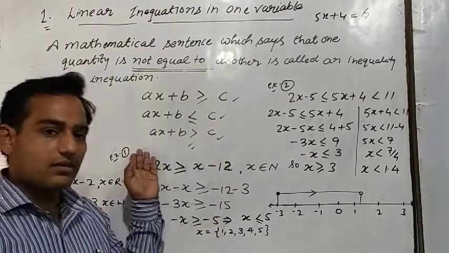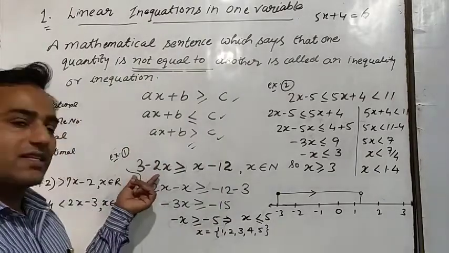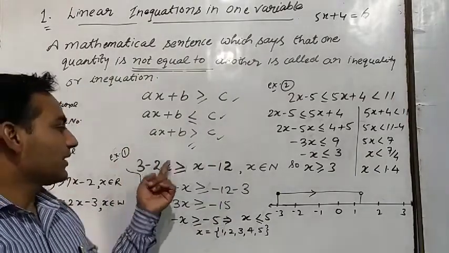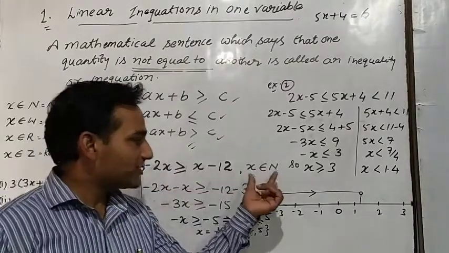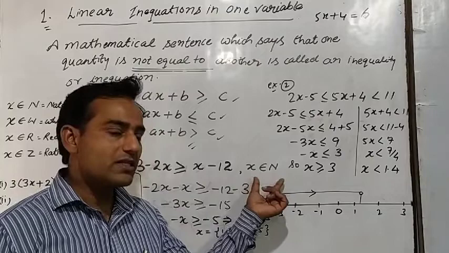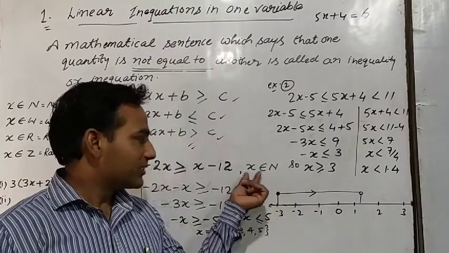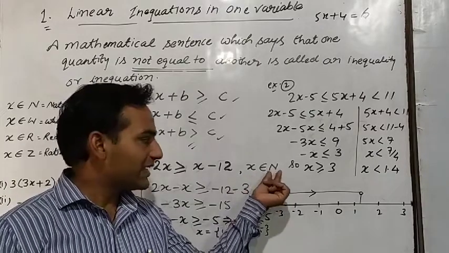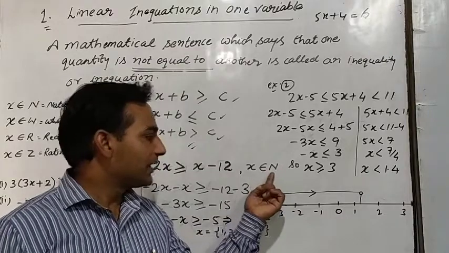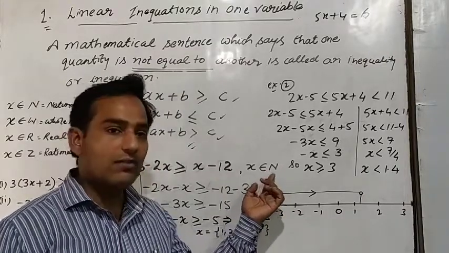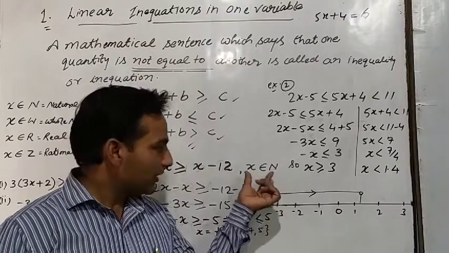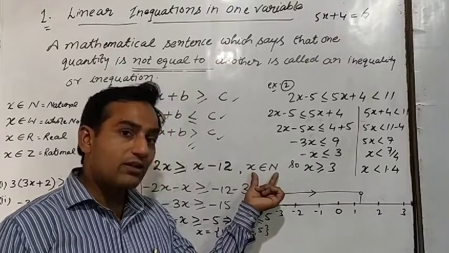I have already written some examples. Our first example is 3 - 2x ≥ x - 12, and x belongs to natural numbers. This is our main point: x belongs to natural numbers. Here in place of natural numbers we may have whole numbers, integers, or real numbers, anything we can have. According to this we will get the solutions.